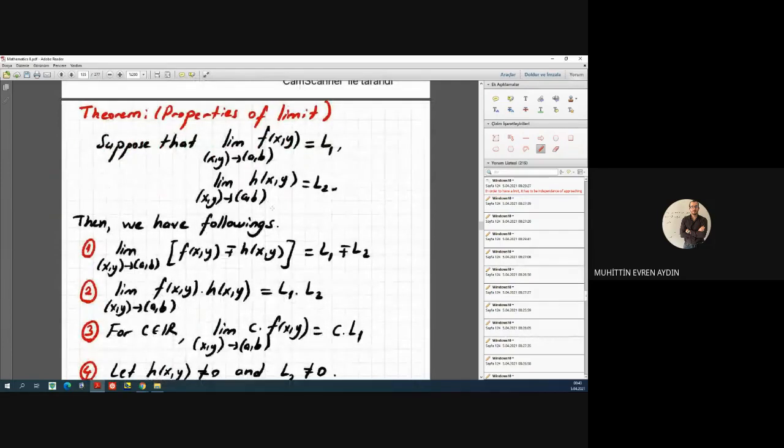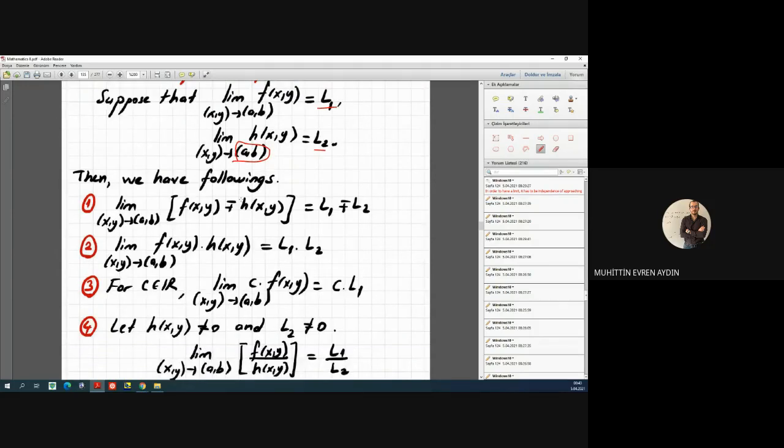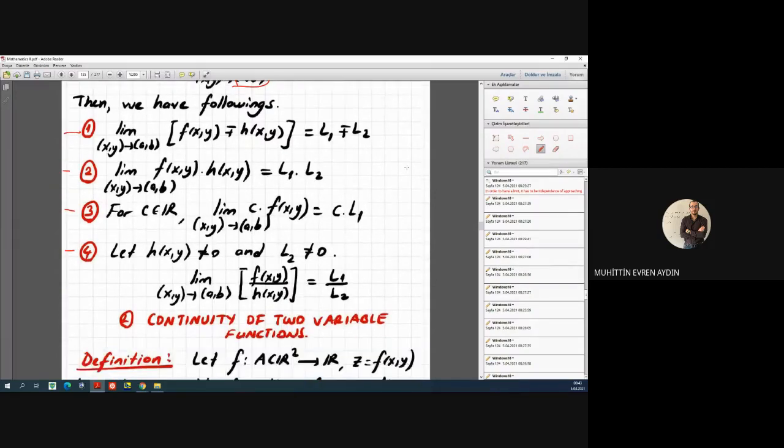Some algebraic properties of limits. If two functions have limits L1 and L2 at the same point (a, b), then we have those algebraic properties.